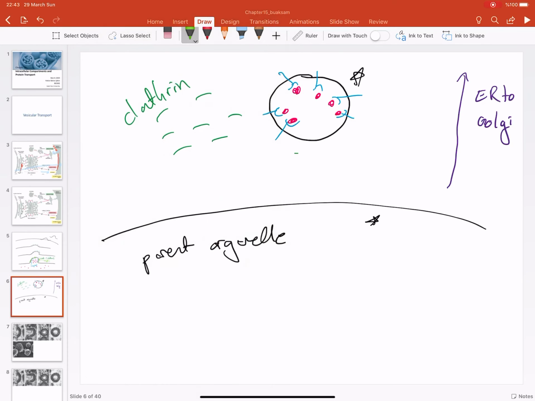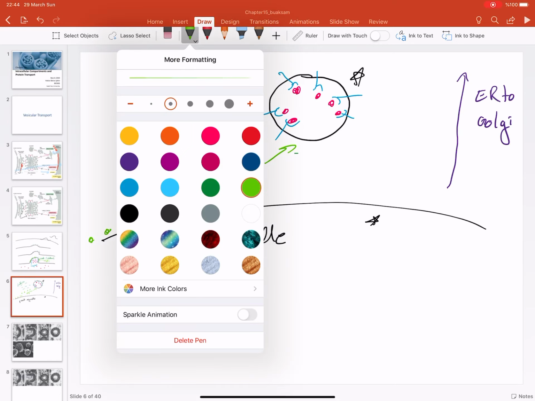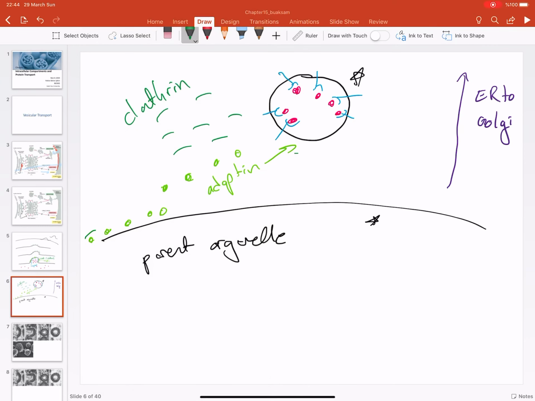And the adaptins, they're also gone. We don't need them anymore for this vesicle. For another vesicle, they are going to accumulate somewhere else and make another vesicle next to it. Of course, this vesicle formation never stops. But for this specific vesicle, you don't need them anymore, so they are shed off. So this vesicle is going to go to the next organelle this way.